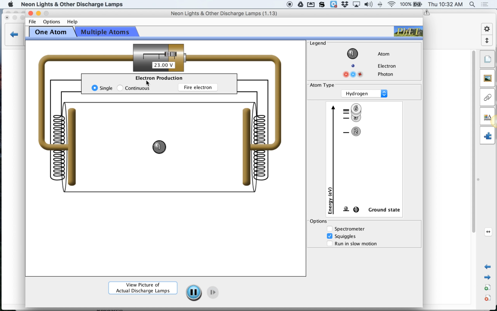They've got a battery. How many volts is it? Actually, oh, here we go.